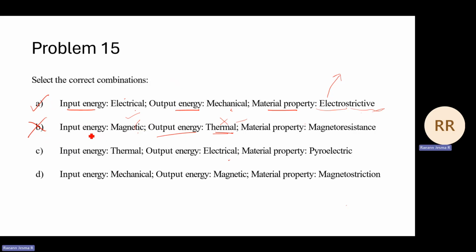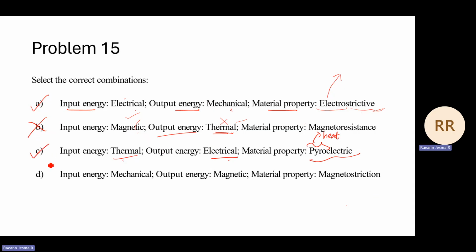Now let us look at option C. In option C, we have an input energy which is thermal and an output energy which is electrical, and the material property is pyroelectric. Pyro means heat. In pyroelectric materials, when we change the temperature of the material, some voltage is developed across it due to the change in the polarization of the material. Those materials are called pyroelectric materials. So here, since the input energy is thermal and the output is electric, this is correct.